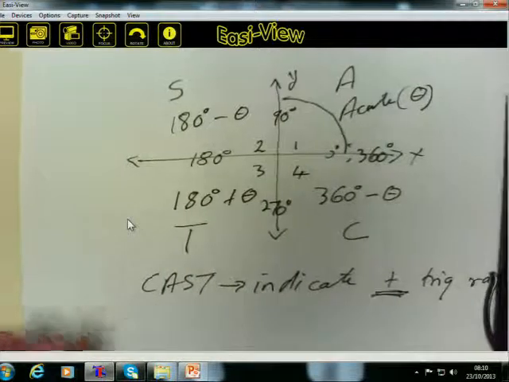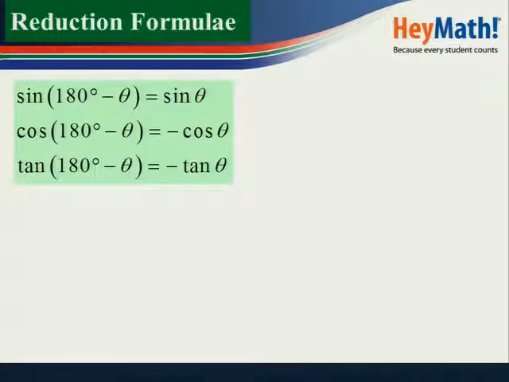Let's go back to the reduction formulae. We're here at the reduction formulae. Like I indicated to you earlier, once we see 180 degrees minus theta, remember theta in this case represents an acute angle.